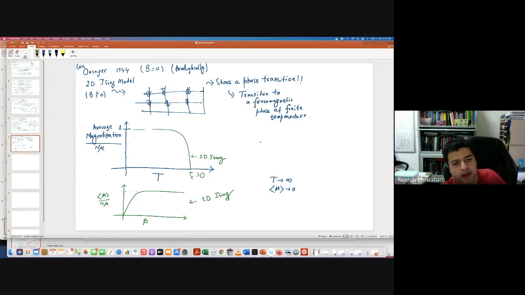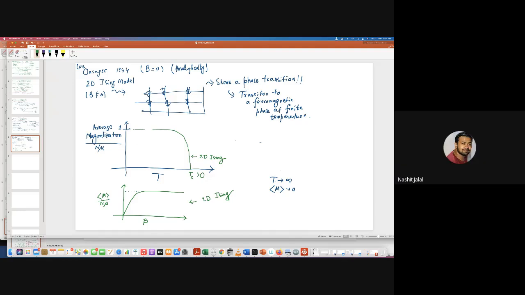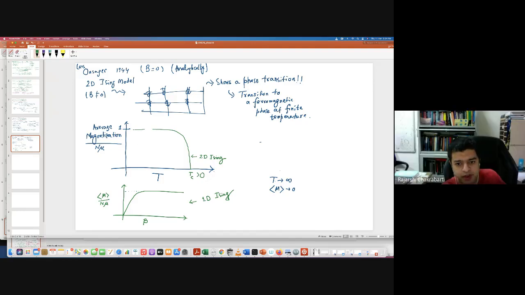So maybe the 1D Ising model will be something like this. Can you see? Strictly speaking, the line goes like this, and only when temperature goes to 0 will it become 1, isn't it? In magnetization.